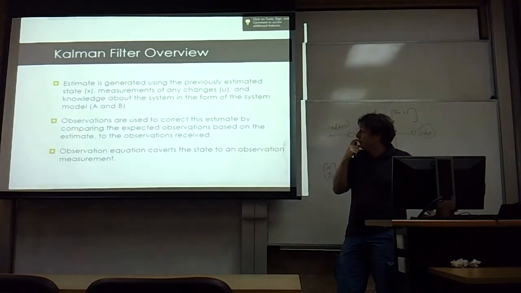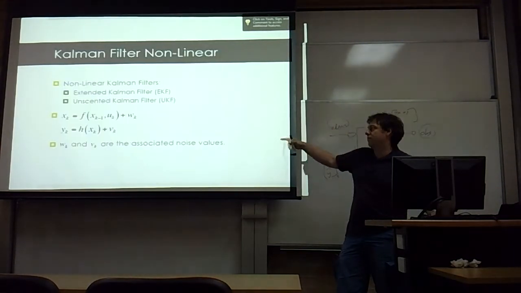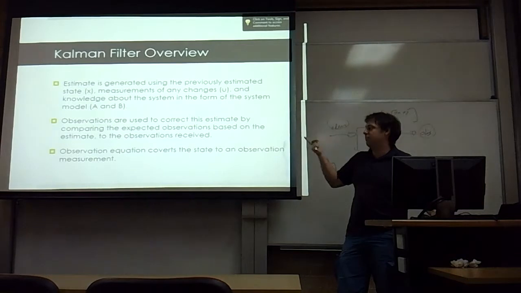And so the estimate is generated using the previous estimated state, measurements of any changes, and knowledge about the system in the form of the system model, which is the A and B matrices in the previous ones, or this nonlinear equation. And the observations are used to correct this estimate by comparing the expected observation based on the estimate to the observations you receive.